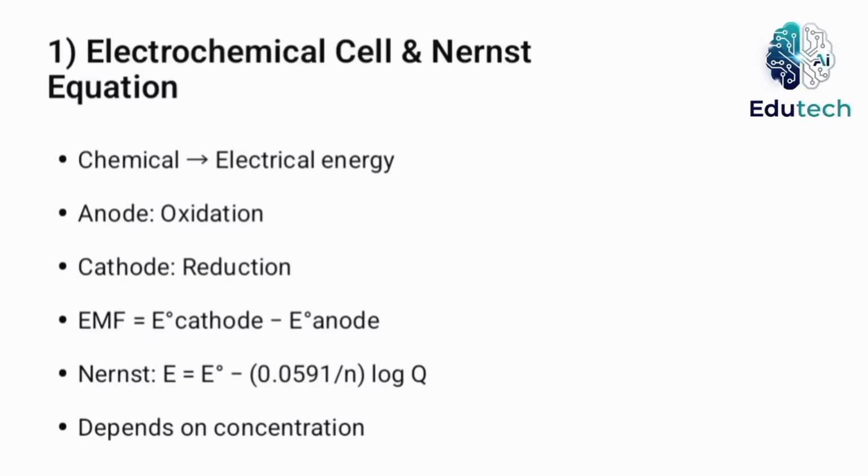Explain electrochemical cell and derive Nernst equation. An electrochemical cell is a device that converts chemical energy into electrical energy through redox reactions. It consists of two half cells connected by a salt bridge. Oxidation occurs at anode and reduction occurs at cathode. The potential difference between the two electrodes is called electromotive force, EMF of the cell.